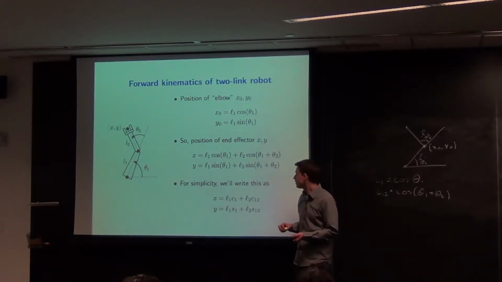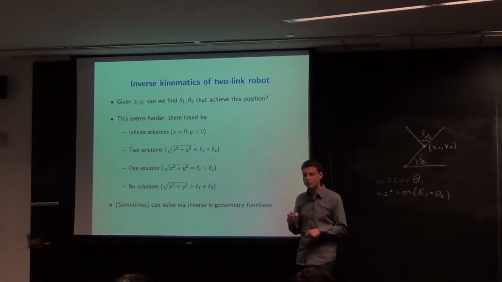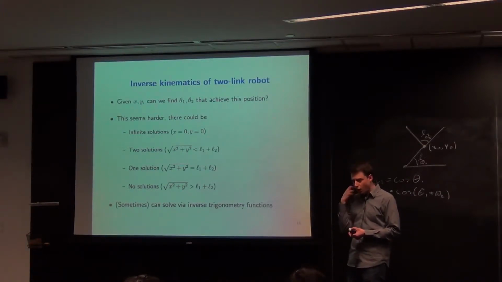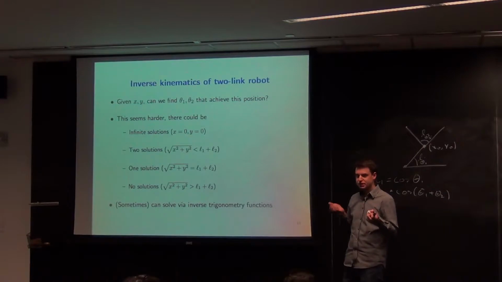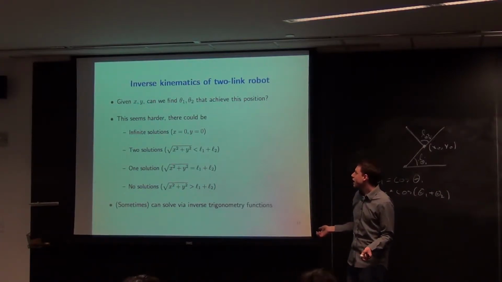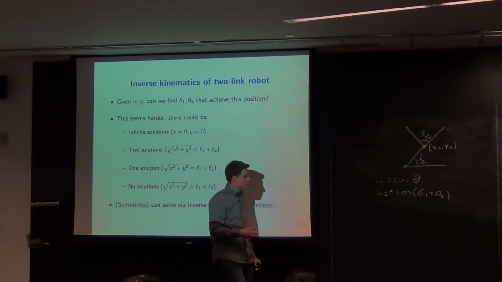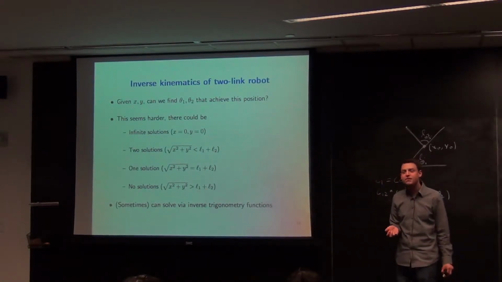So the opposite problem is harder. The opposite problem says, if I want the robot's end effector to be here in 2D space, how should I position the joint angles to get there? And this is hard because, as you might imagine, there are lots of cases here. First of all, there could be an infinite number of solutions.